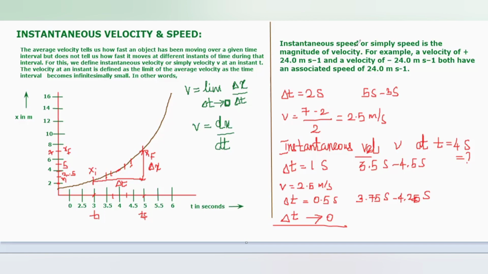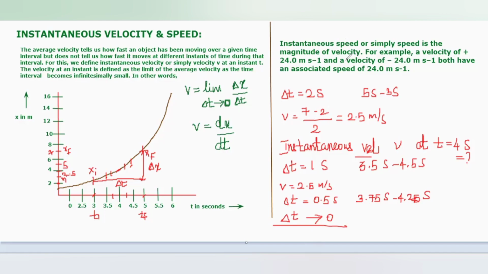This also we can say over a time period. What is the average value of speed? That is the average speed. At any particular instant, when the time interval approaches 0, here infinitesimally small means we consider approaches to 0, then at that instant, what is the value? That is the instantaneous speed. That is the magnitude of the velocity at that instant.